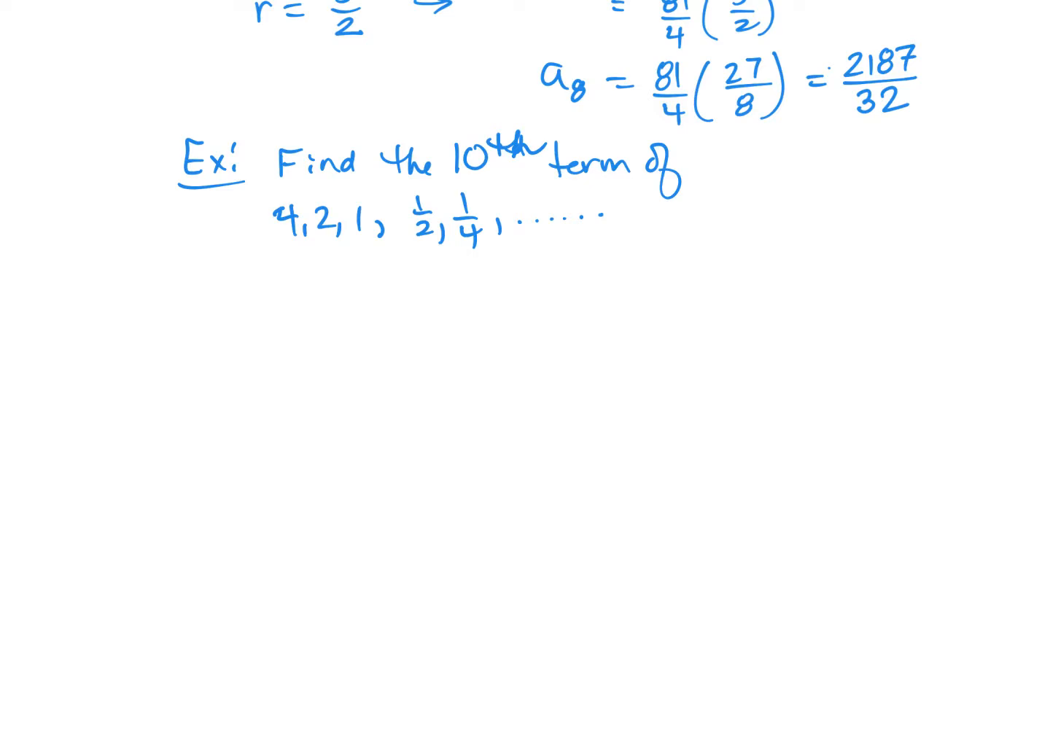Well, the first term wouldn't hurt, would it? So we need to know A sub 1. So what is A sub 1? The very first term, so it's 4. And how do I find my common ratio? Take the second number divided by the first number. 2 over 4, which reduces to 1/2. Okay, so if I want to find A sub 10, that's going to be A sub 1 times R to the what? 9th.